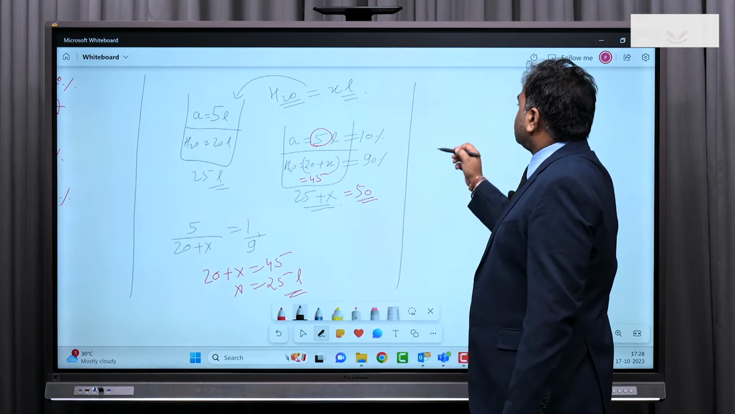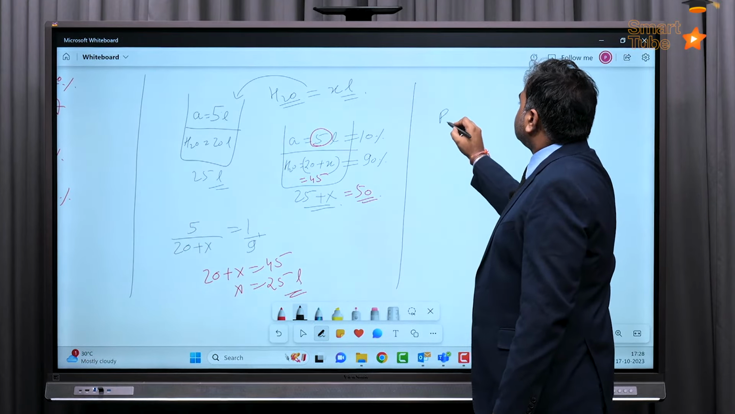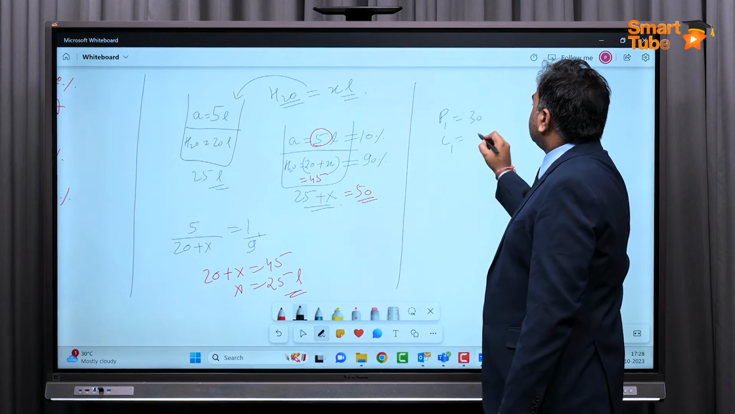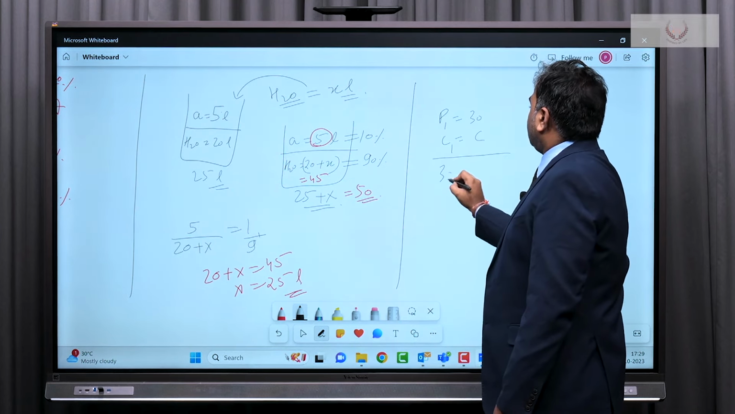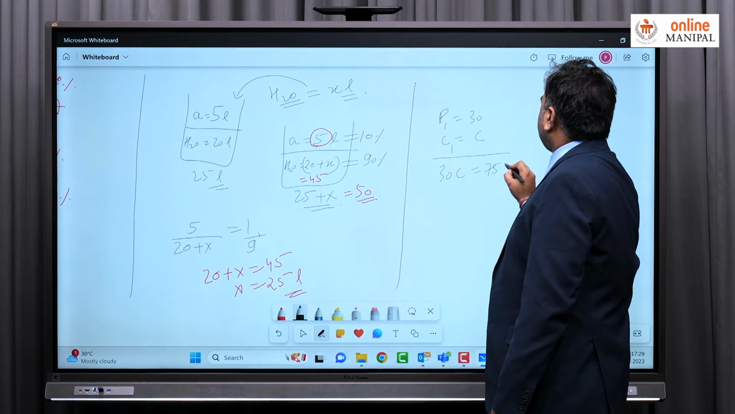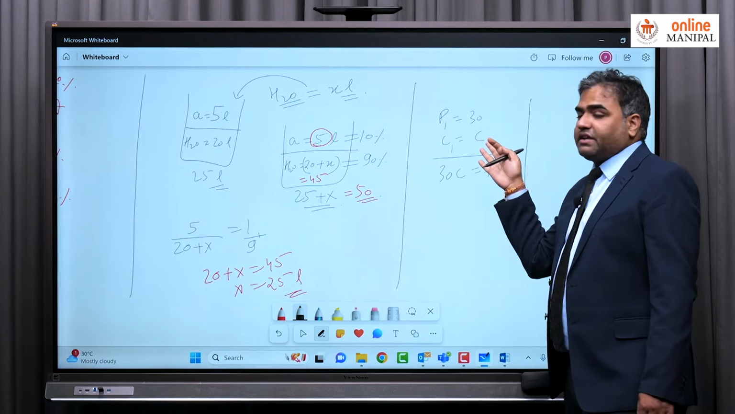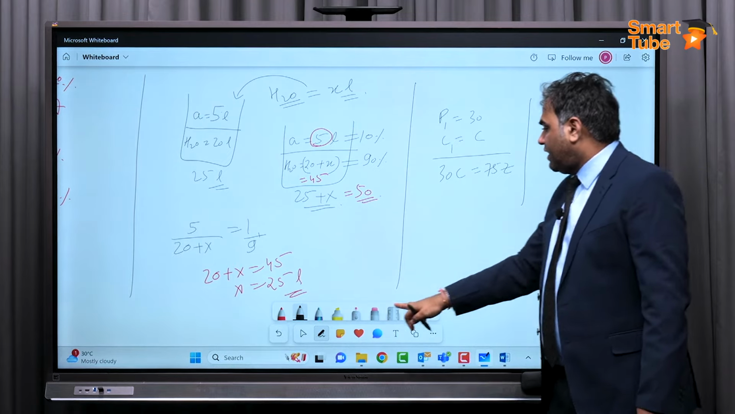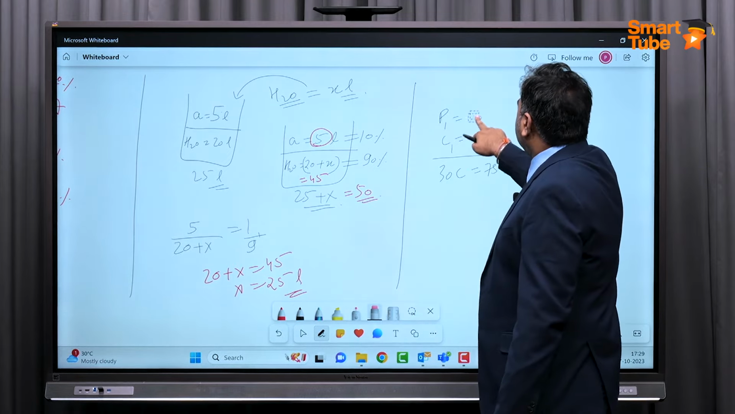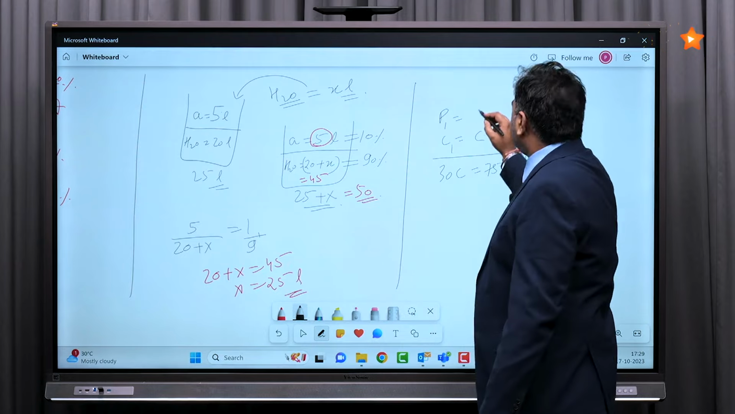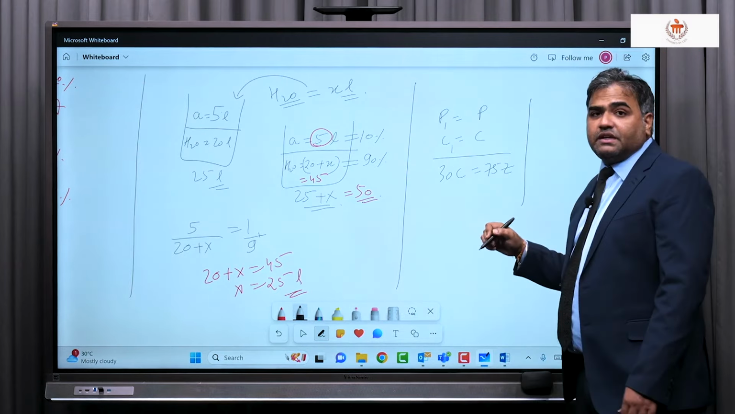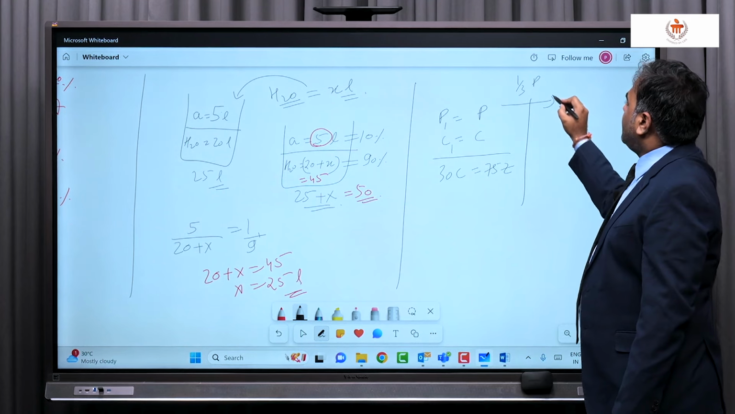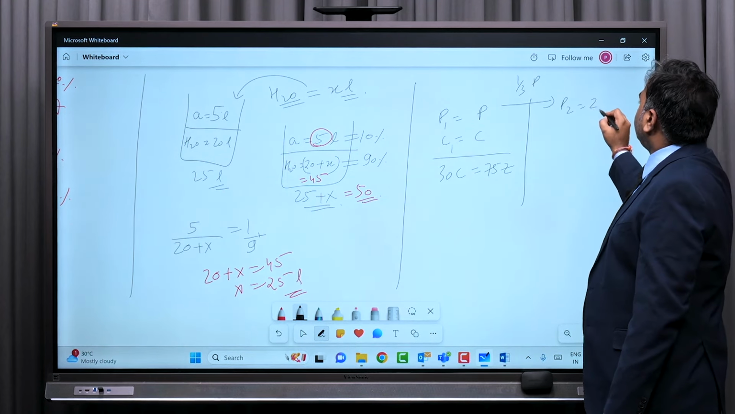Suppose my price is P, and my consumption was C. So total expenditure was 75 rupees. Earlier I assumed 30, but if you want, I can assume P also, not a big deal. Anyway, let me take P only. So this is my price. If my price decreases by 1/3, if your price falls by 1/3, then what is your new price? Your new price would be 2/3 P.